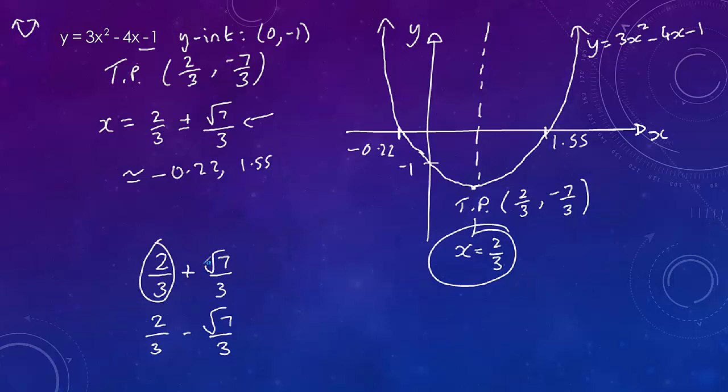We've got 2/3 add an amount and 2/3 take away an amount. So it's clear that 2/3 is in the middle, and then one of the roots is up root 7 over 3 from that, and the other root is down root 7 over 3 from that. So it's clear that the curve is symmetrical about x equals 2/3.